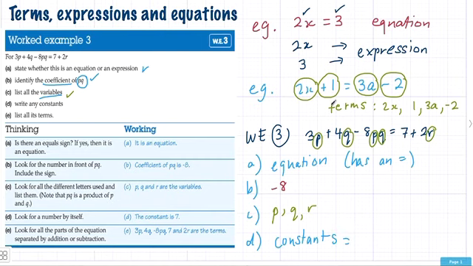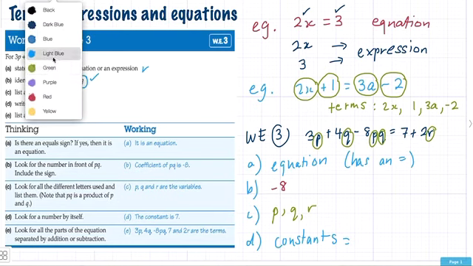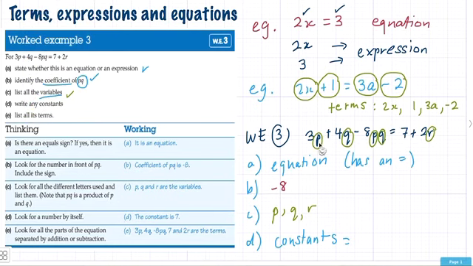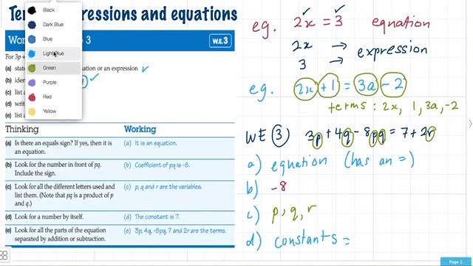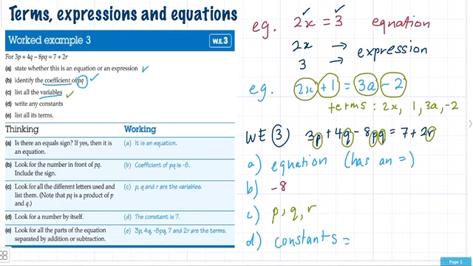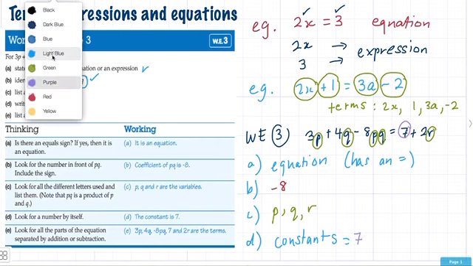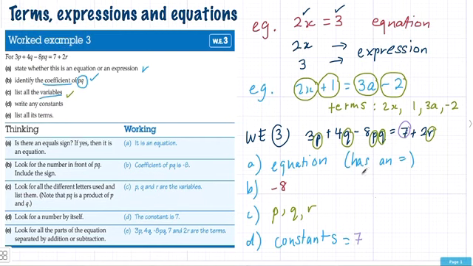So in this equation, if we have a look, this has a letter, this has a letter, this has a letter. That 7, that little sad 7, does not have a letter with it. So that is our constant. It's a number that's on its own. So the number 7 is a constant. And you can have more than one constant in an equation. It just so happens here that we have only the one.